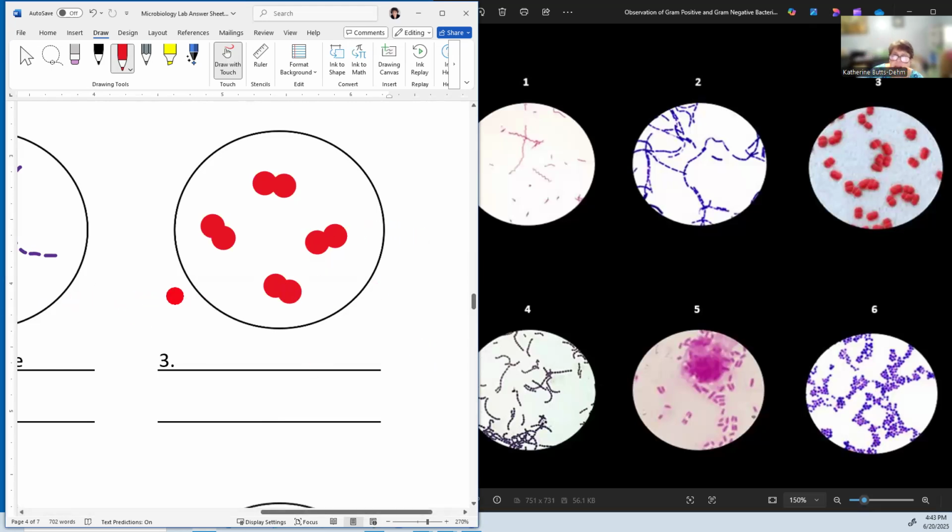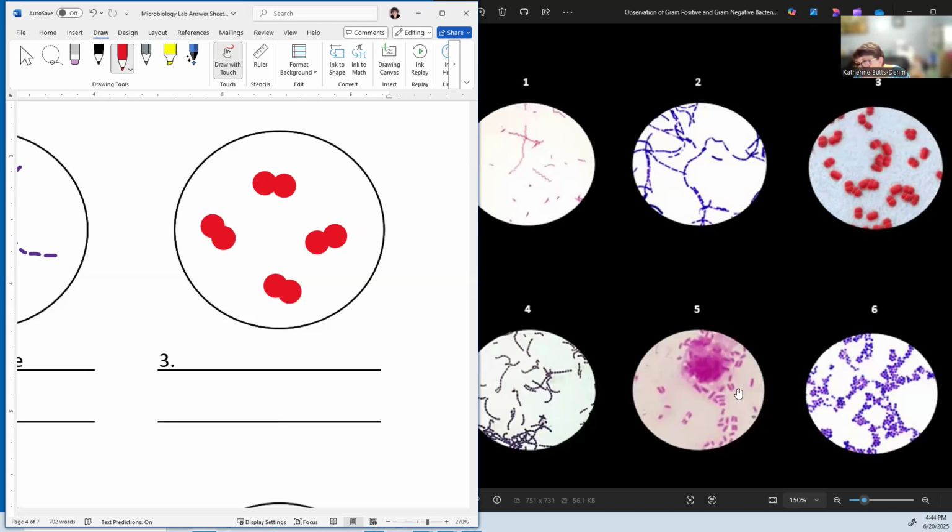Okay. And then, so there you go. And then the shape. So you have bacilli or bacillus for rods. Round is coccus, and then you have spirillum. So make sure you look at each. Are these clusters, or are they pairs? Are they chains? Are these pairs?